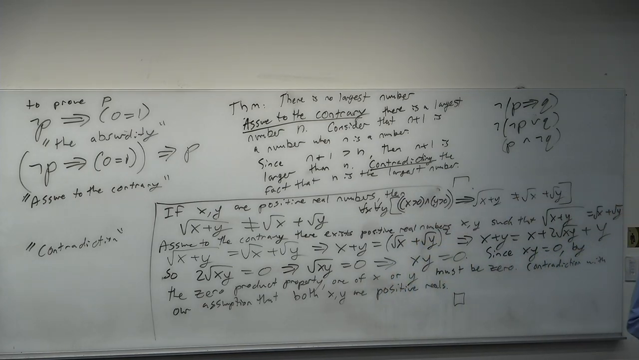Do we observe what the contradiction is here? It's a little more subtle. The contradiction here is that we assumed that both x and y are positive reals. We conclude that one of x or y or both is zero, and zero is not positive. That's contradicting our assumption. In some sense, we assumed P and not Q, and we deduced not P. Right? Questions on this proof by contradiction?